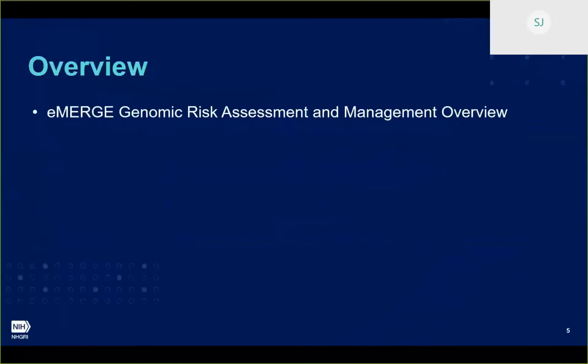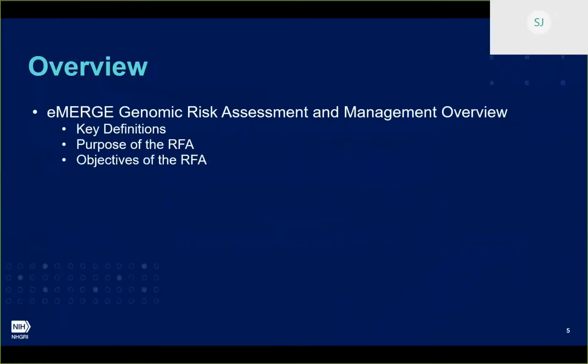So to start, I'm going to go through a quick overview of the talk today. First of all, we're going to talk about the Genomic Risk Assessment and Management overview, which will include first key definitions. We will then talk about the purpose of the RFA. We'll then talk about the objectives of the RFA. Then there'll be a specific section on the informatics, since it's a significant portion of this RFA. We also talk about NIH clinical trial policy and why this is a clinical trial.